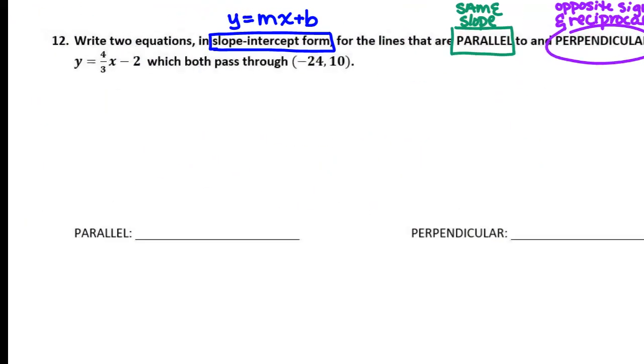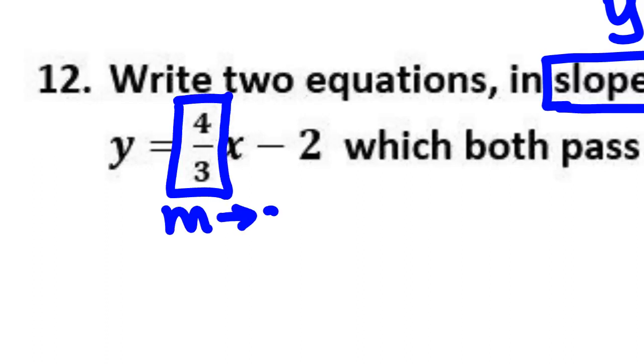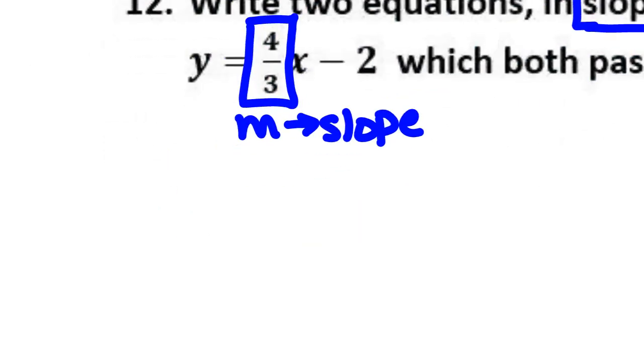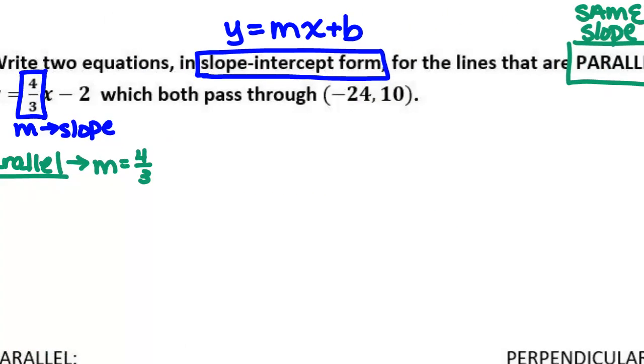And then over here is the line that they gave me. Here is the slope of the line that they gave me. So for parallel, the slope is going to be 4/3.